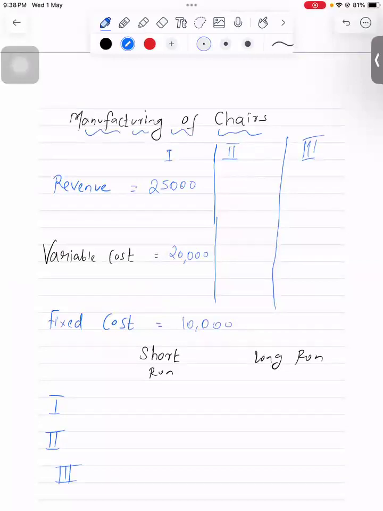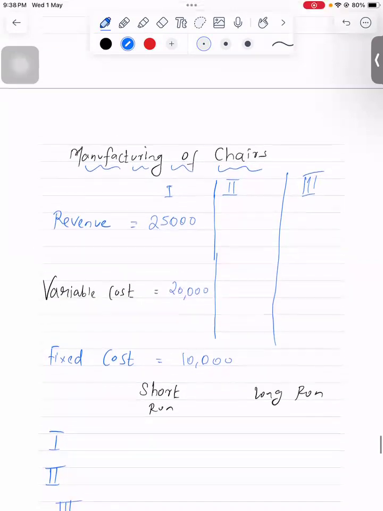So just analyze this situation 1 and tell me what should be the decision. Firm should continue to operate or firm should shut down. What do you think? Revenue 25, variable cost 20, and fixed cost is 10,000. So you might feel that firm should shut down the business because total cost is more than revenue. But we will try to analyze this in detail.